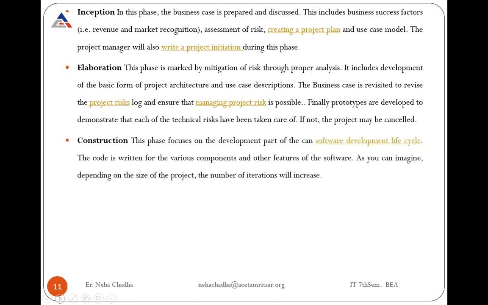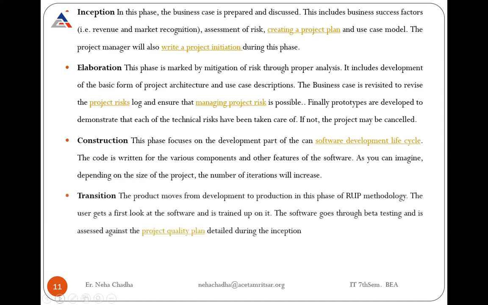Then there is construction. This phase focuses on the development part. Construction means the implementation part or your coding part. The code is written for the various components and other features of the software. As you can imagine, depending on the size of the software or the project, the number of iterations will increase. Also, there are a number of iterations in the construction phase.